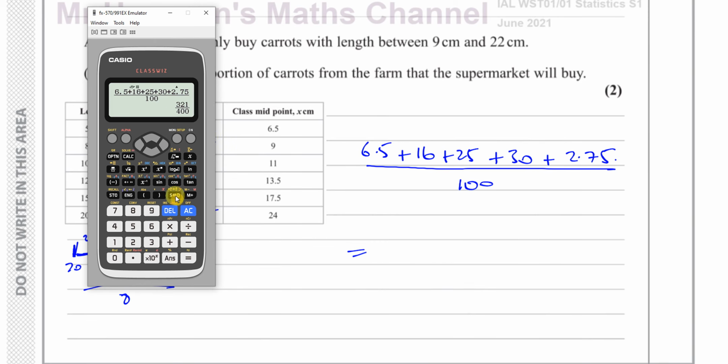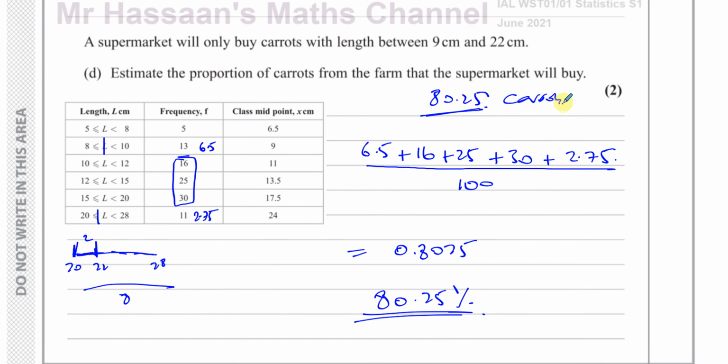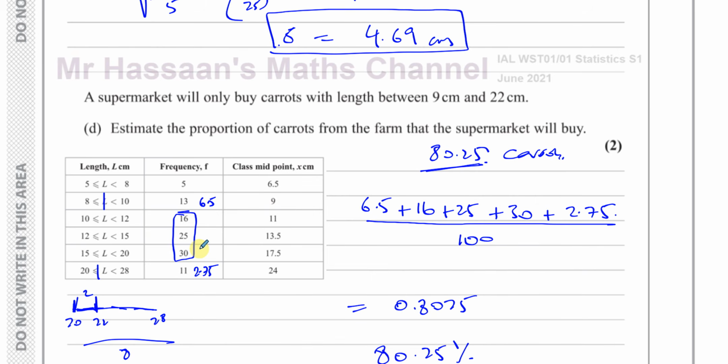So that's going to be 0.8025, or you can say it's 80.25% of the carrots. So you can say that's 80.25 carrots out of 100, which is 80.25% of the carrots, the proportion of carrots. You can write it as a percentage or as a decimal, as you wish. Okay, so that's part D.